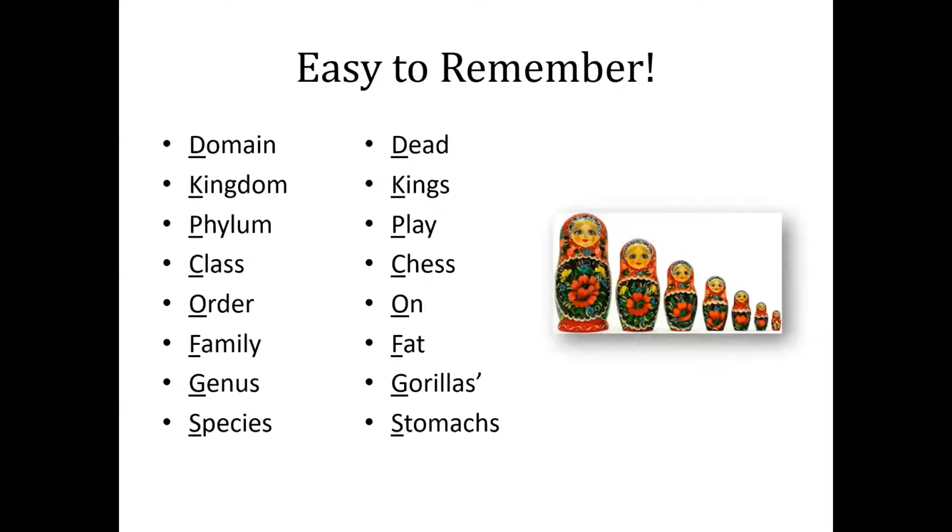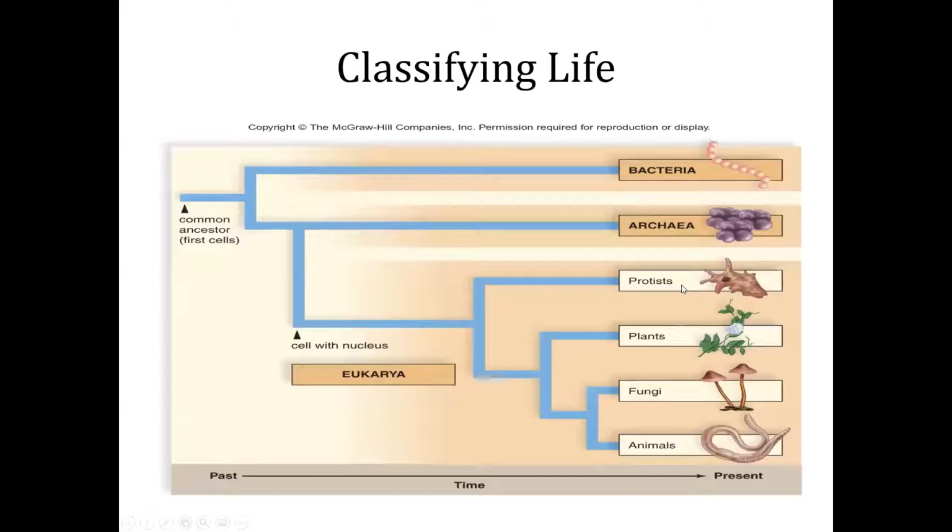You can use this mnemonic device to help you understand: Dead kings play chess on fat gorillas' stomachs. If you just look at the first letter of each of those words, it may help you memorize the order of this categorization. And so let's start with the broadest way to classify life.